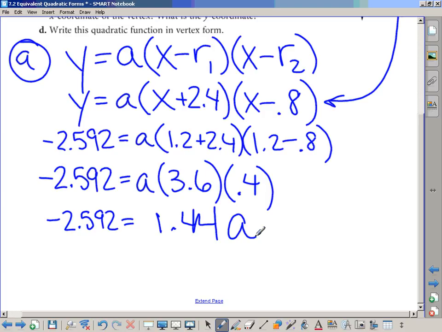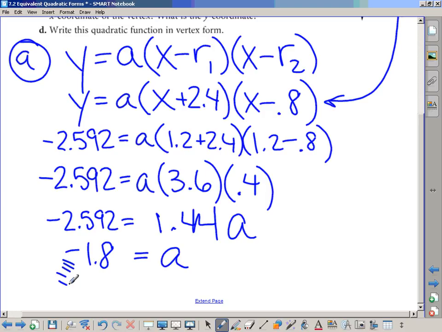Now, what to find A? One step. Divide both sides by 1.44, and you should get A equals negative 1.8. What did you get? A equals negative 1.8. Is A negative? What does that mean about our parabola? It's flipped upside down. Does it behave normally, or has it been dilated? It's been dilated because 1.8 is bigger than 1. So this parabola should be stretched taller and thinner than your average parabola.